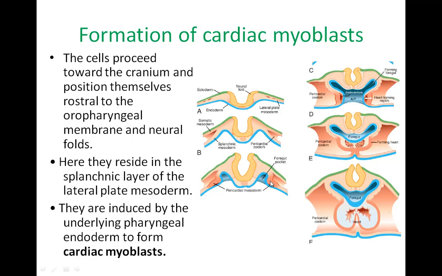Now they are induced by the underlying pharyngeal endoderm. Pharyngeal endoderm means the endoderm lining this foregut. It induces them to form the cardiac myoblasts. So these cardiac progenitor cells come to reside in this splanchnic mesoderm. Further, the cells of the splanchnic mesoderm, under the influence of this pharyngeal endoderm, will form the cardiac myoblasts. So now over here you can see the proper cardiac myoblasts being formed. The cardiogenic field is developing over here.